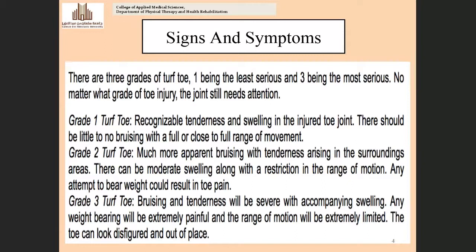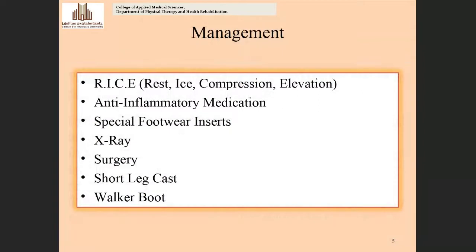So you can find all the features: there is bruising and tenderness. It is very severe, right? You can say grade 3 is a severe stage of turf toe with accompanying swelling. There is always presence of swelling, and the person is not able to walk, and the normal activities of daily living will be restricted, right? It is painful, and the range of motion will be extremely limited. So the toe can look disfigured and out of place, right? You can say generally it is dislocated.